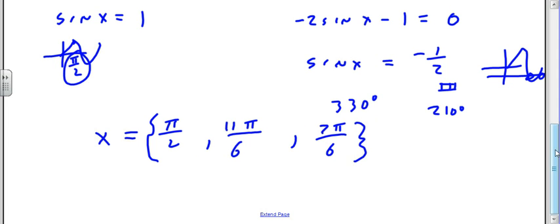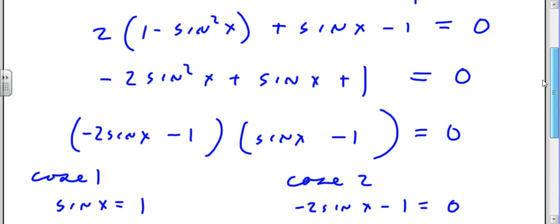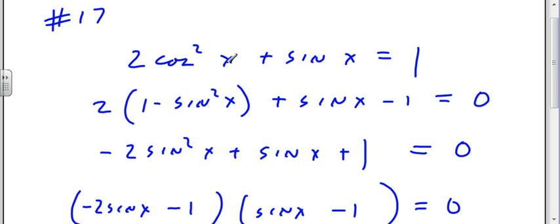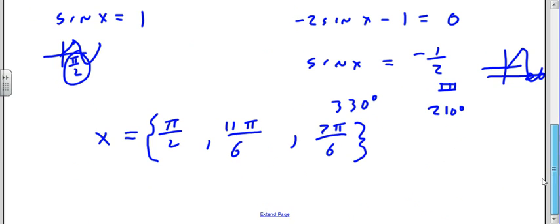Now those are going to be difficult to check in my calculator, so I could change the pi, I suppose, but I'm going to check the 210 guy. So 2 times the cosine of 210 squared plus the sine of 210 equals 1. Yes, it does. So the 210 guy checks. The rest of them are going to check too. And the pi over 2 guy, cosine becomes 0, and the sine of pi over 2 is 1. So he checks too. So we assume they're all going to check.